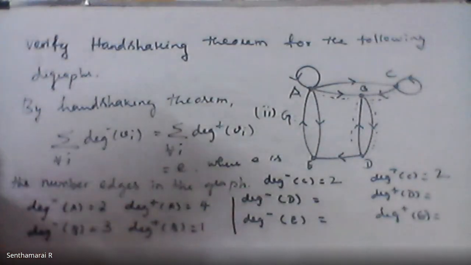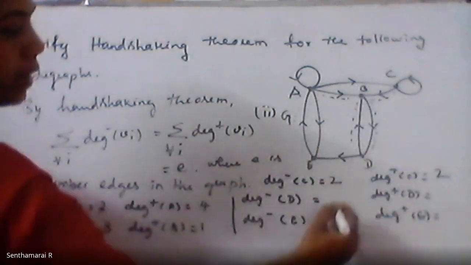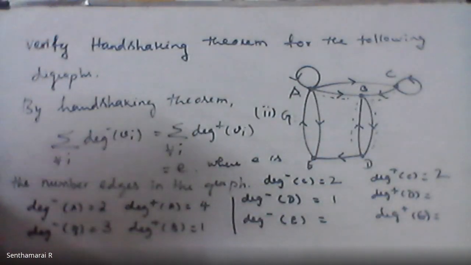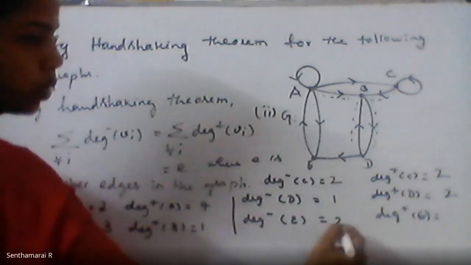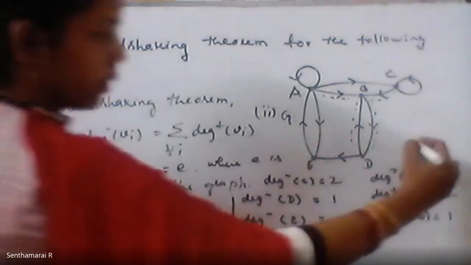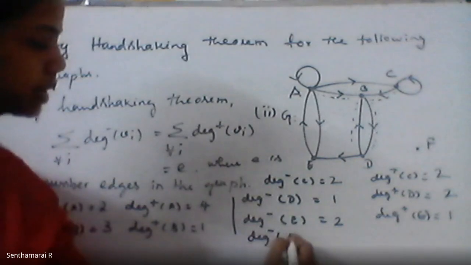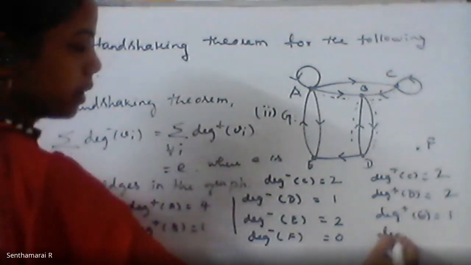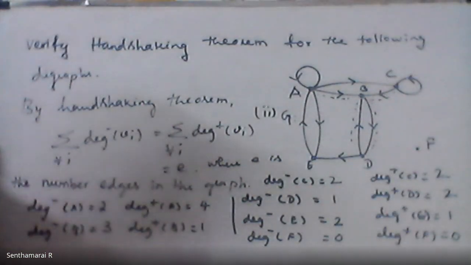In degree of D is 1. Out degree of D is 2. In degree of E is 2. Out degree is only 1. Okay, here we denote one more vertex F. Degree minus of F is 0. Degree plus of F is also 0. Why? Because there is no edge incident with that vertex F.